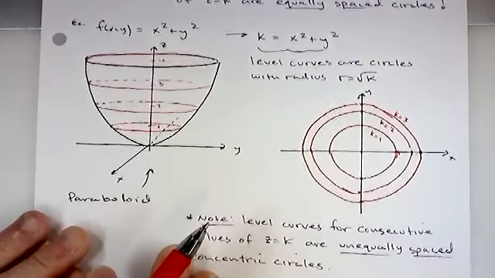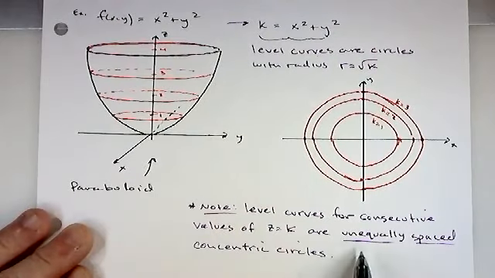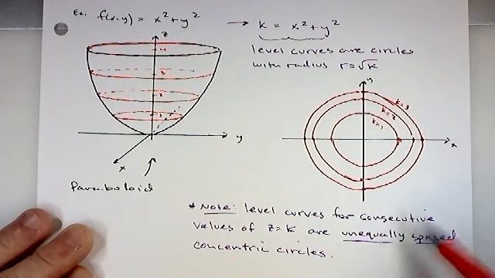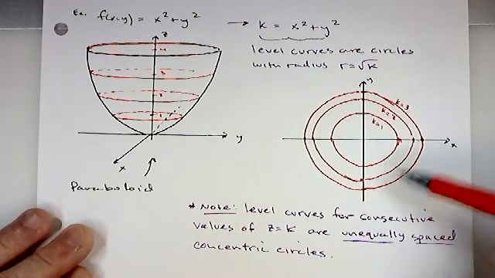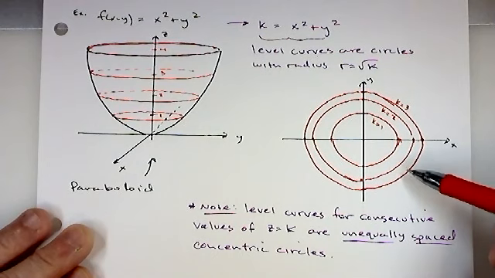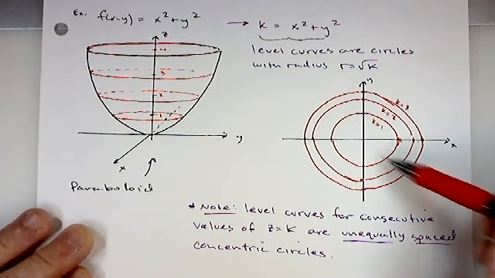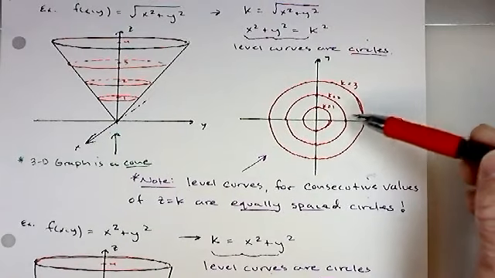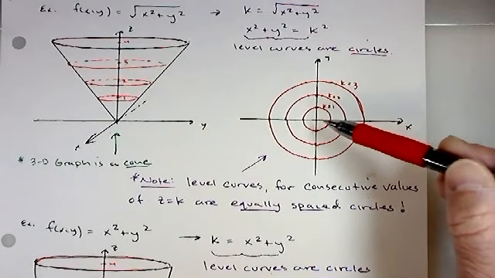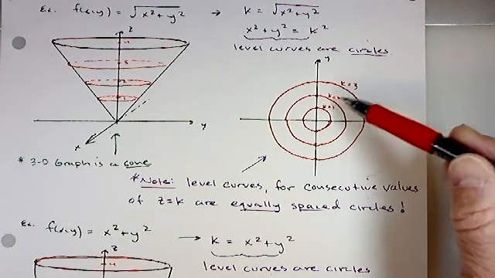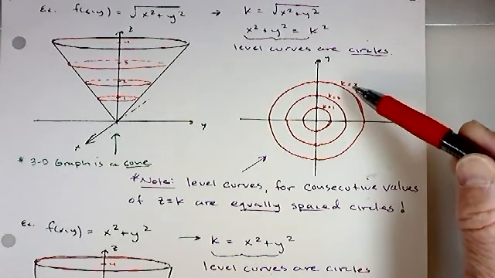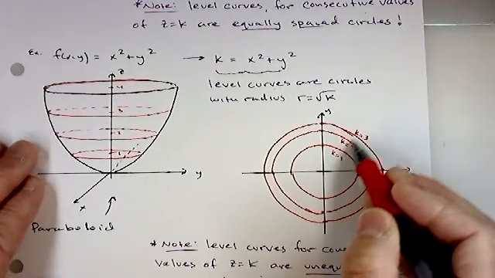So one of the problems in our book involves this example of looking at the difference between a paraboloid and a cone in terms of recognizing it by their contour plots. Both of them are going to have circular contour plots, but you can see the difference. On a cone, the circles are equally spaced for consecutive values of z, whereas on the paraboloid, they're going to be unequally spaced.